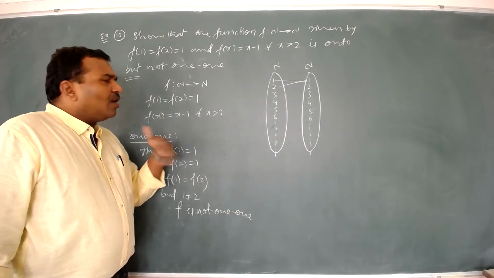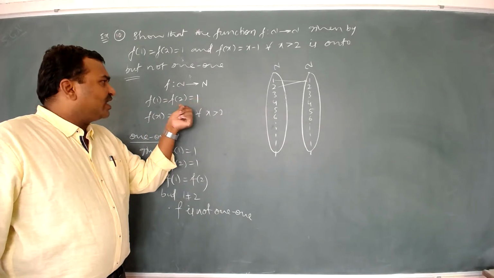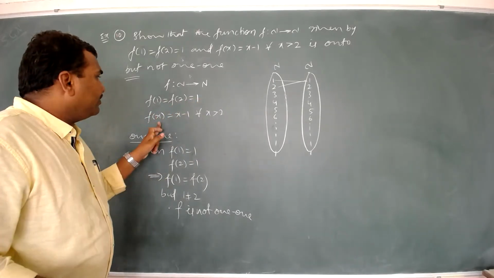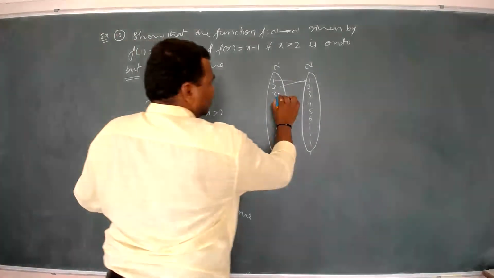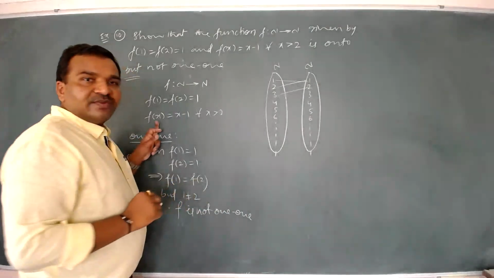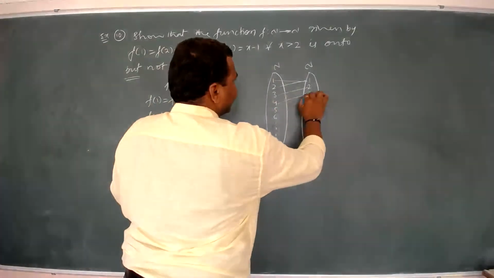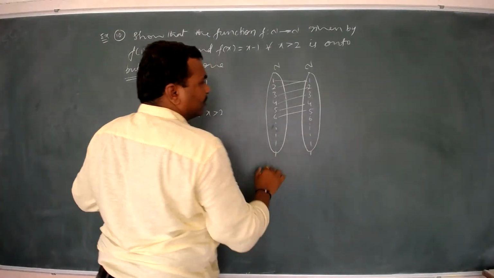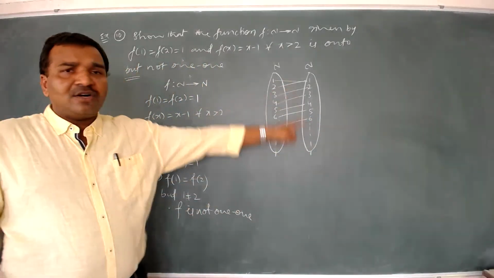Next, for onto, we will check. Okay, f of 1 value 1, f of 2 value 1. What about f of 3? f of 3 value 3 minus 1, that is 2. Correct? Then take x value 4: f of 4, 4 minus 1, 3. f of 5, 4. f of 6, 5. f of 7, 6. So clearly it is onto only.